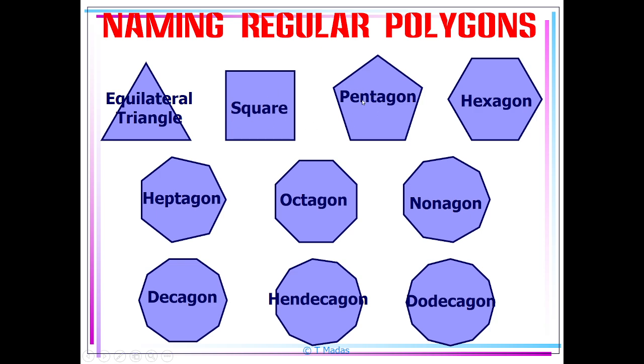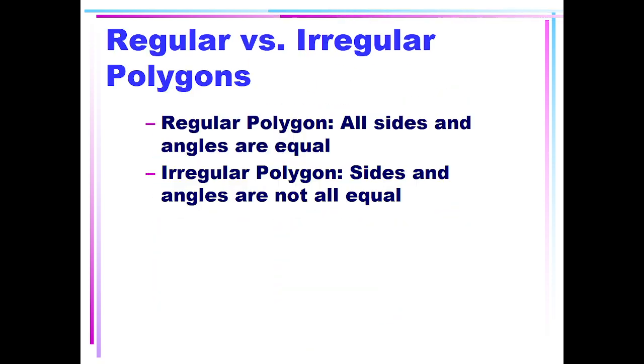In this case, this is a regular pentagon. All sides are equal and all angles must be equal. Regular hexagon, regular heptagon, regular octagon, regular nonagon, and the rest. So all the angles here are equal and all the sides are also equal. So comparing regular and irregular, we know that in regular polygons, all the angles and all the sides are equal, while in irregular polygons, their sides and their angles are not equal.